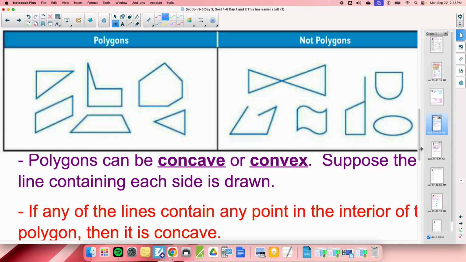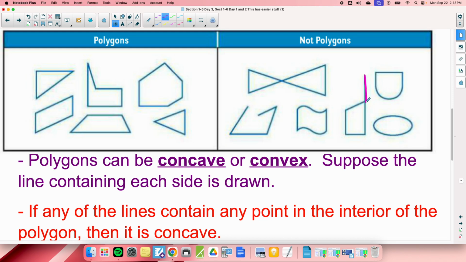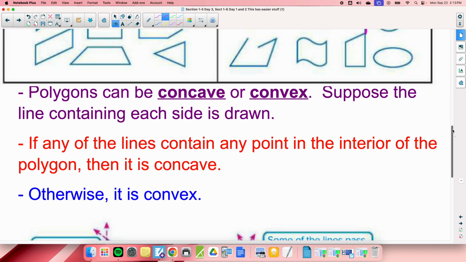Why is this not a polygon? It can't have any curved lines. This isn't because it's not connected, not closed. This has curves, right? This is not because of that line sticking out of it. And this is not because it's got curved lines, okay?